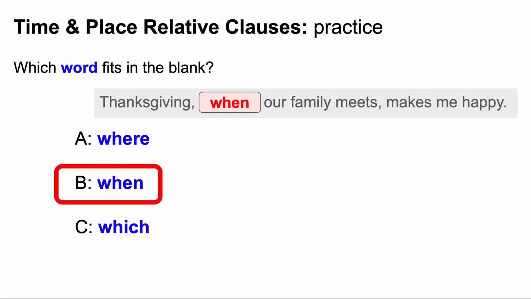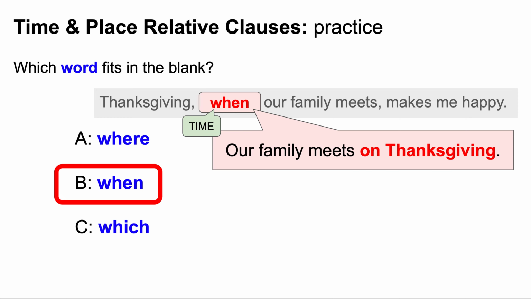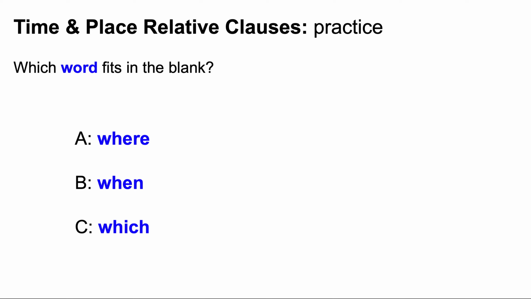Thanksgiving, when our family meets, makes me happy. Here, when our family meets, is a time relative clause. That is, our family meets on Thanksgiving. On Thanksgiving is a time. Next.